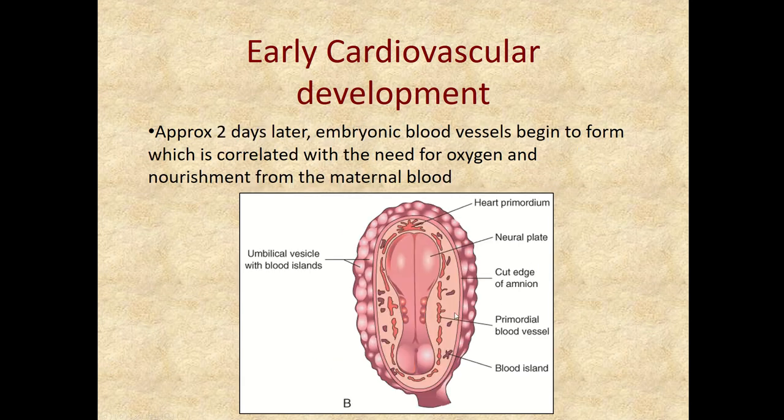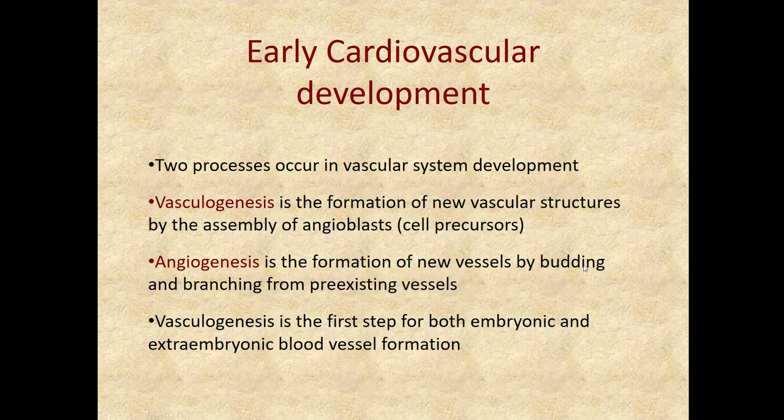A couple days later, we finally do have some embryonic blood vessels that start to form within the mesoderm in the embryonic disc. You can see those depicted here in this cutaway section where the amnion is cut away, so you can see the dorsal side of the embryonic disc and the primordial blood vessels. And this is about the same time that the embryo needs more nutrition and removal of metabolic waste. So all of this goes hand in hand.